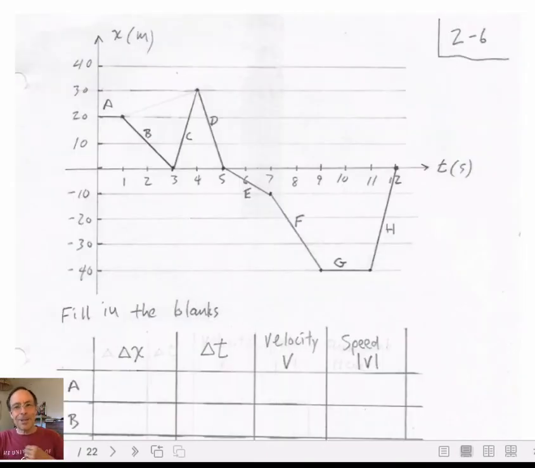Okay, you may notice I just changed shirts. I'm now wearing my University of Arizona shirt here. It's just way too hot to be wearing that nice white shirt.